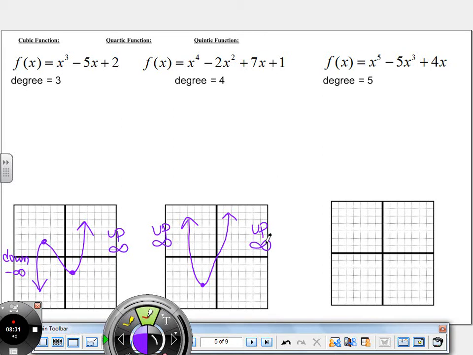When you graphed your quintic function, it did a bunch of stuff. How many solutions did this graph have? Five. Did it have to have five? No. But it could have five. Could it have more than five? No. Why not?